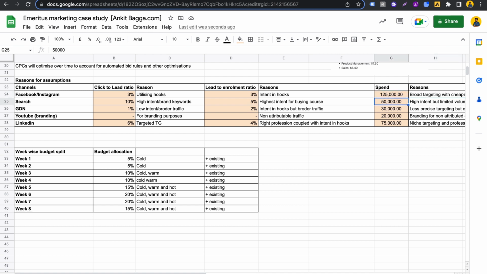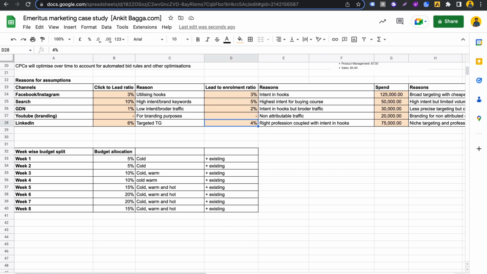Then highest intent will be on search, so spend like $50,000, $30,000 on search, on GDN. Then YouTube branding is another $20,000. I'm not expecting anything to come out of it, just branding. When I say nothing will come out of it, it's mostly from an attribution point of view. There will definitely be people coming from direct and organic who will be watching our YouTube video, but I am not attributing that traffic to YouTube. Then there's LinkedIn, 75,000 on LinkedIn.